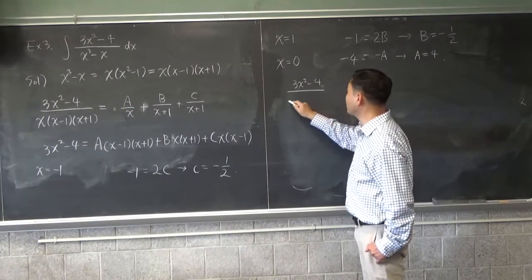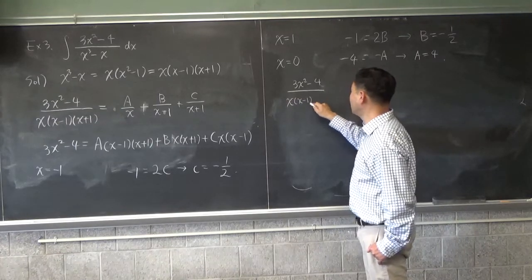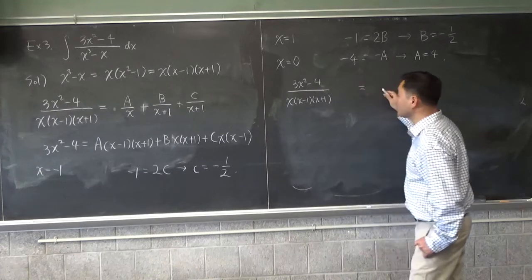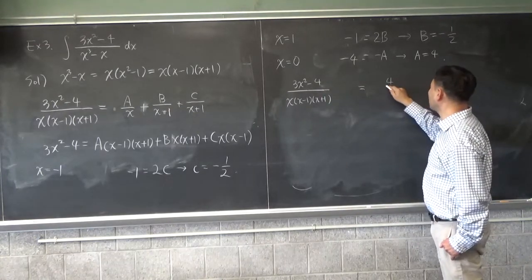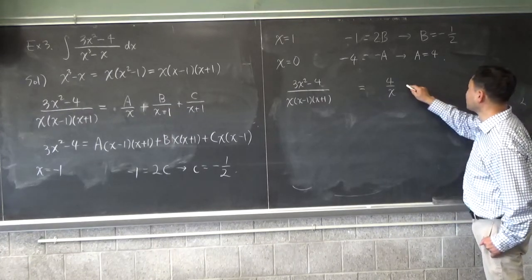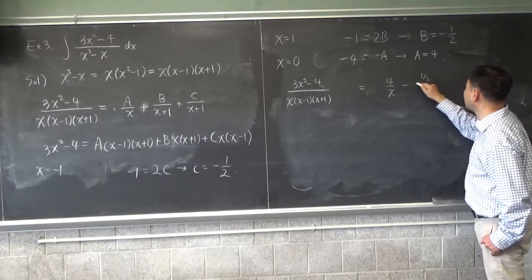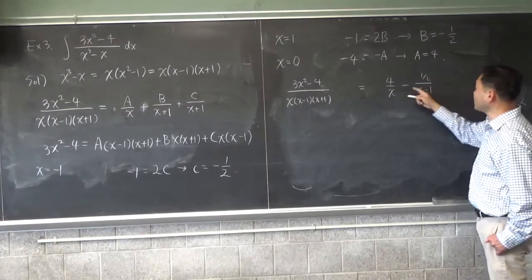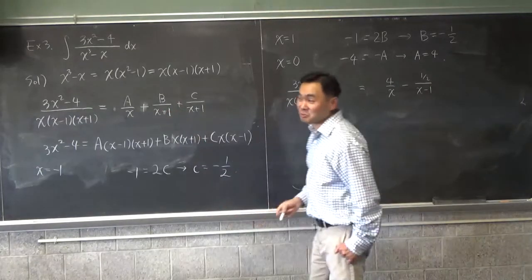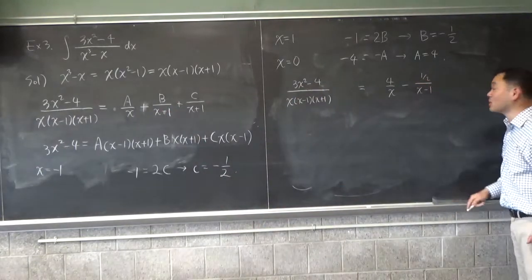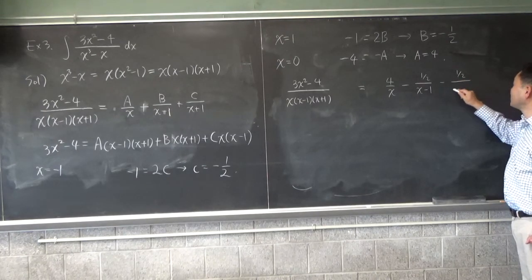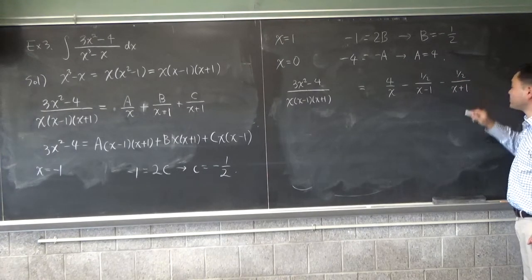So you're pretty close. We have this equal to 4 over x, and then negative 1/2, so it's like negative 1/2 of 1 over x minus 1. See how it fixed itself? I originally claimed plus, but it later turned out to be minus because that coefficient is negative 1/2. And then minus 1/2 over x plus 1.